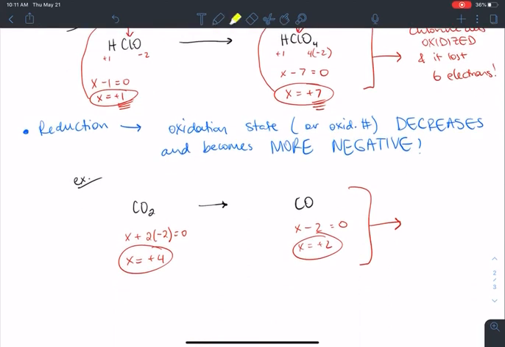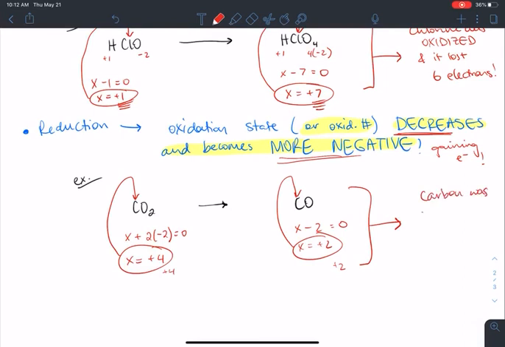Reduction is when the oxidation state or oxidation number decreases and becomes more negative, which means that you're gaining electrons, right? Electrons have a charge of -1. If you add more of those negative charges, the whole thing becomes more negative, decreases in positivity. So here we have carbon dioxide going to carbon monoxide. If you calculate the oxidation state of carbon here versus carbon here, you'll see that it goes from +4 to +2. So the oxidation number decreased and became more negative, right? On the number line, became more negative. So that means that carbon was reduced and gained. How many electrons would you need to gain to go from a +4 to a +2? You would need to gain 2 electrons.